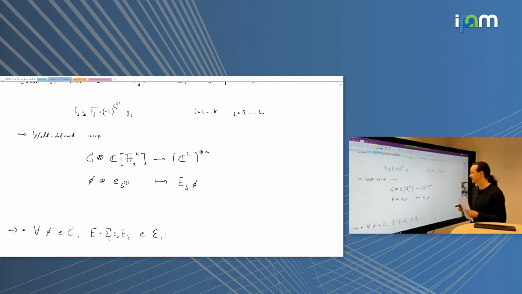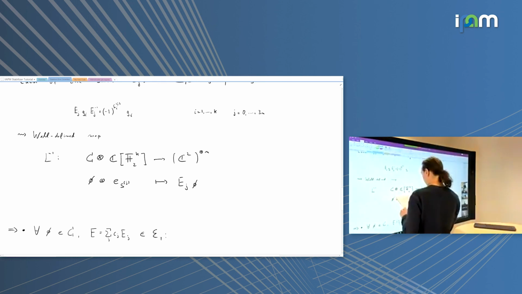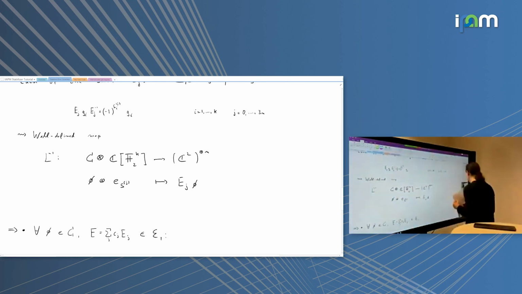Why? Because all the different E_j will map phi to a different orthogonal joint eigenspace, because all the sign patterns are unique and every sign pattern labels one joint eigenspace. And this map is just the inverse of the L map that we needed before in the definition of the quantum error correction condition. And so we are done. That's it. And we are done.